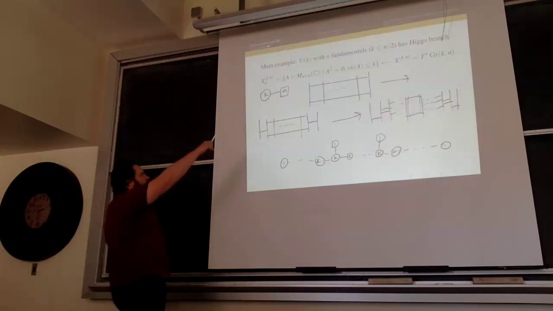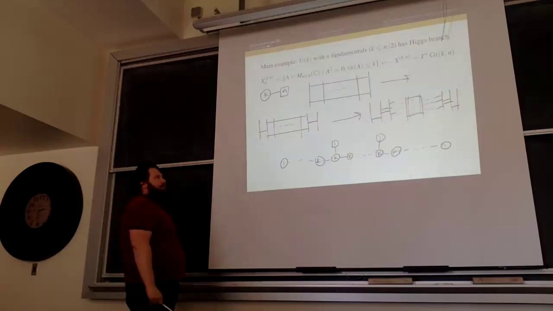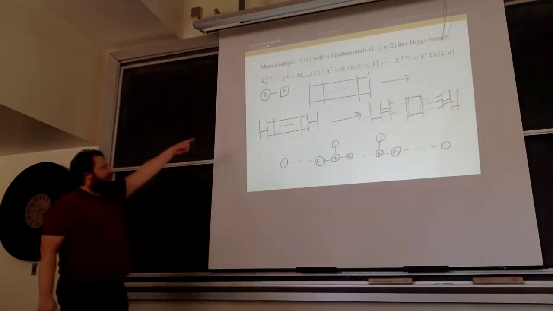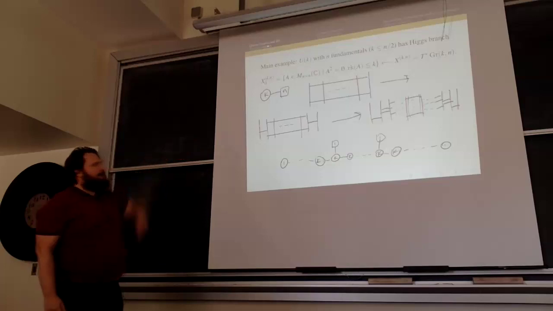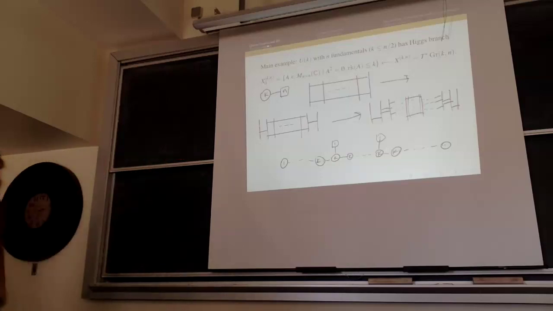I'm always going to assume that k is less than n over 2. So my affine variety, the cotangent bundle of the Grassmannian, now is, right, I have a subspace that gives me a point in the Grassmannian, and I have a linear map whose image lies in that subspace and whose kernel contains that subspace.